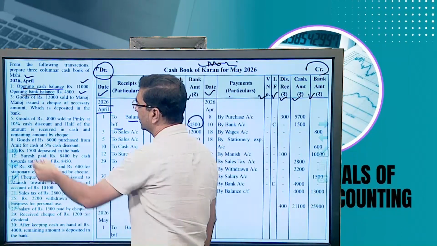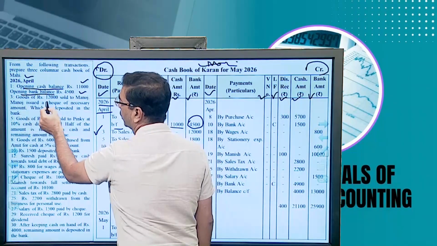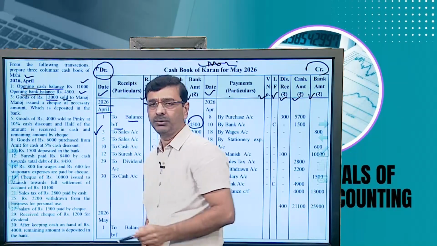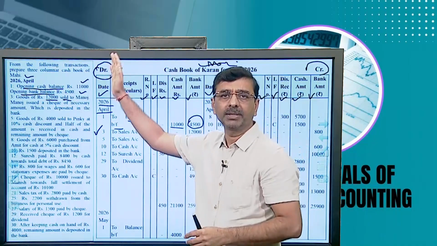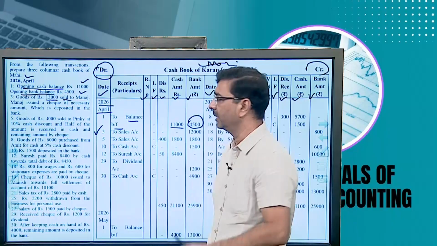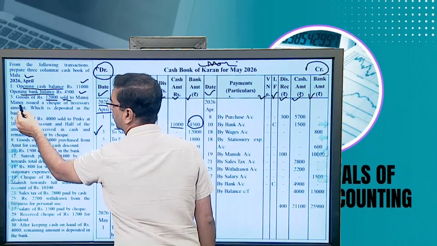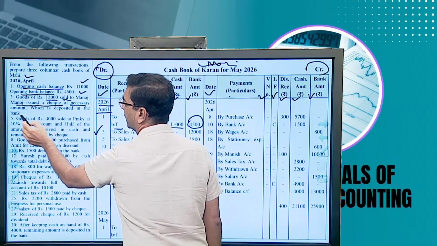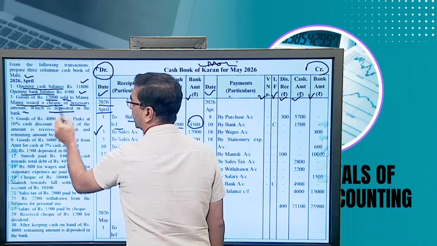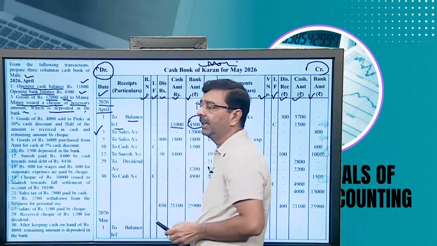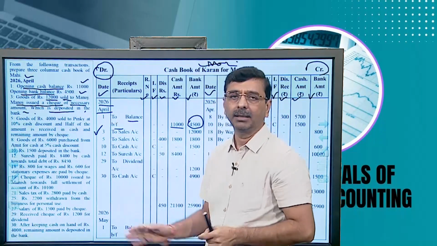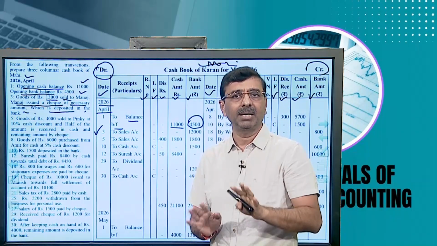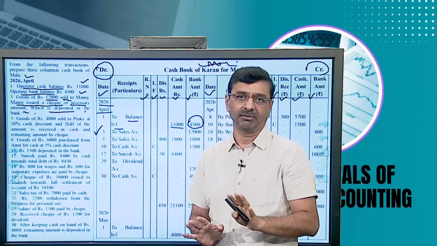Moving to the next transaction, date 3, goods of rupees 12,000 sold to Manoj. So ultimately we are selling the goods to Manoj. Sale of goods is always received in case it is a cash transaction. We'll see further. Manoj issued a cheque of the necessary amount, which is deposited in the bank. So we receive the cheque from Manoj and it is deposited in the bank. It's clearly mentioned, which means it's a bank transaction.